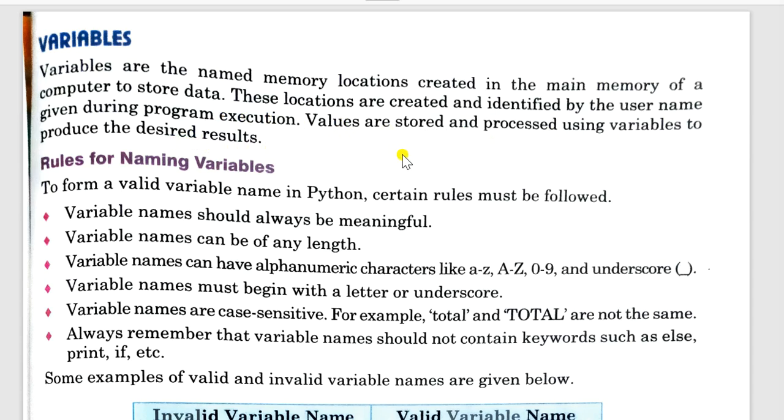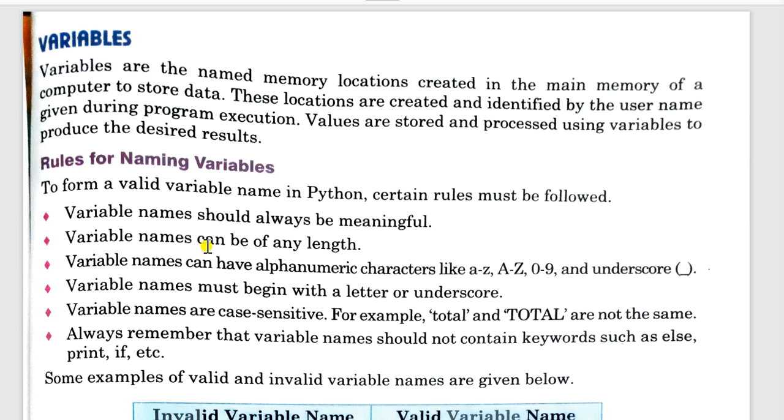So we assign values to the variables, and by performing mathematical operations and relational operations, we can find the desired result. There are some rules for naming variables. Whatever name you want to give the variables, you need to learn some rules. So there are some rules to form a valid variable name in Python. The variable name should always be meaningful. It means it should reflect the content of the memory.